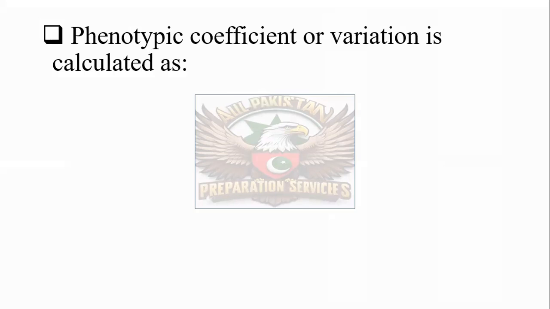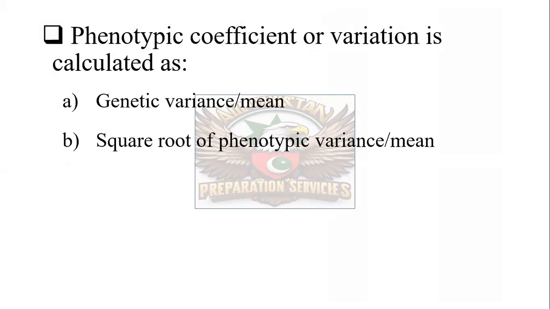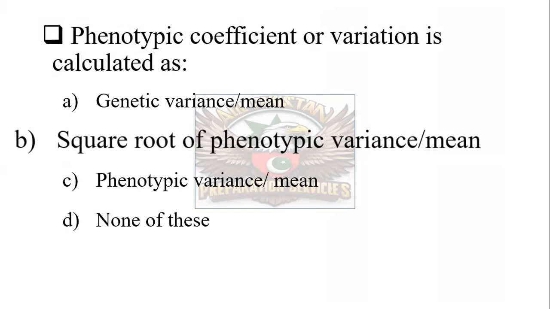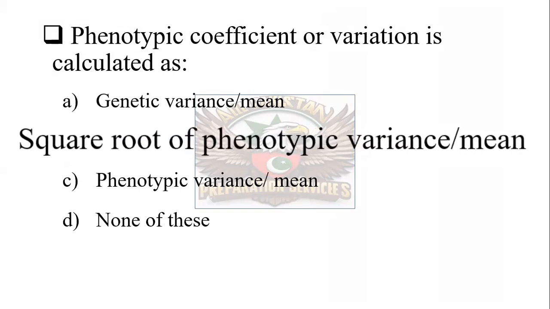Phenotypic coefficient of variation is calculated as genetic variance over mean, square root of phenotypic variance over mean, phenotypic variance over mean, or none of these. And the correct one is square root of phenotypic variance over mean.